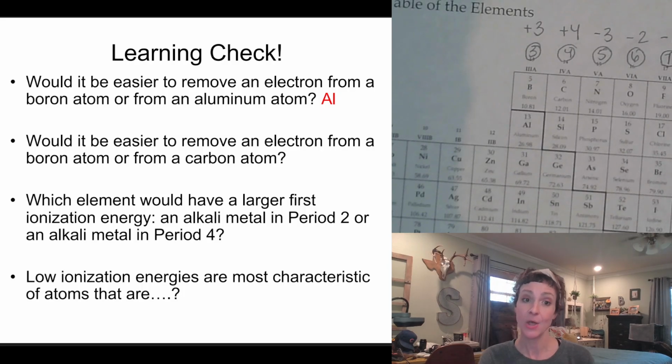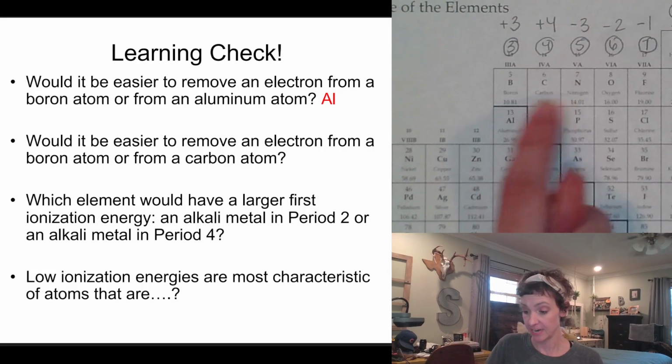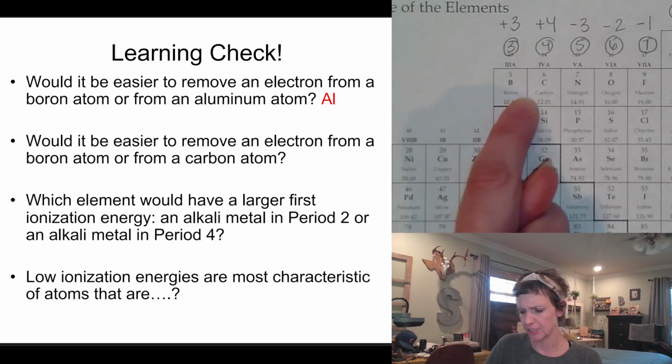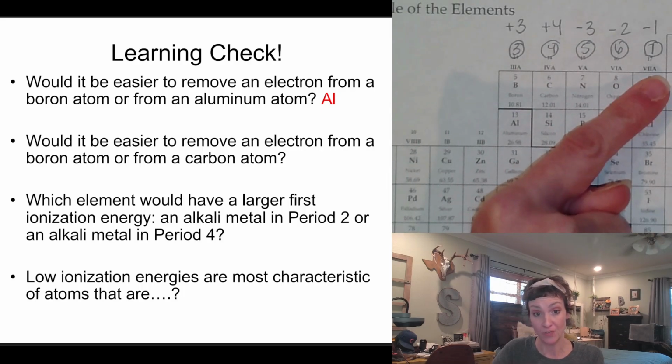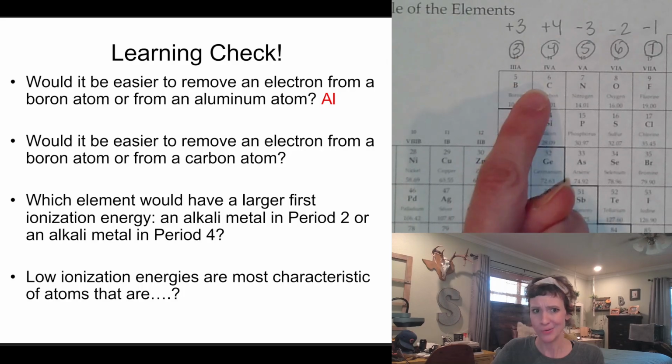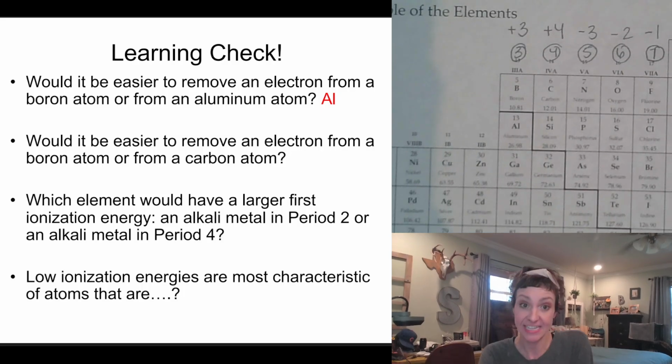Next question is, would it be easier to remove an electron from boron or from carbon? So now we're comparing boron to carbon. These guys are in the same period. I know things get smaller and smaller and tighter and tighter as I move that direction, so it's going to get harder to remove, higher ionization energy. So it's going to be easier to remove electrons from elements towards the left side of a period. So that would be boron.